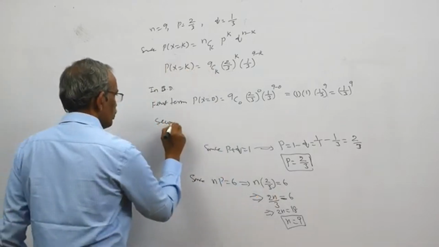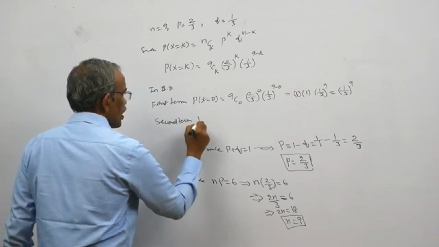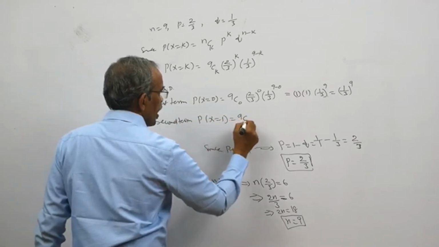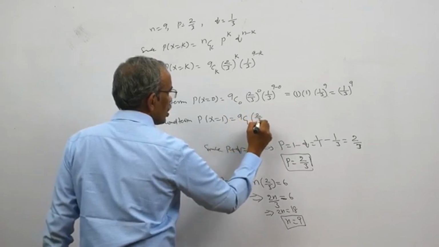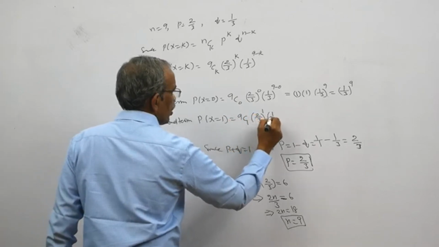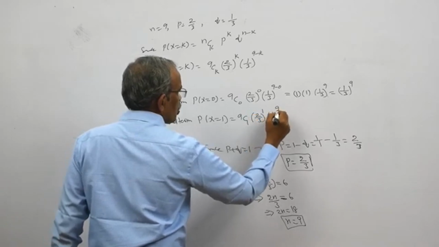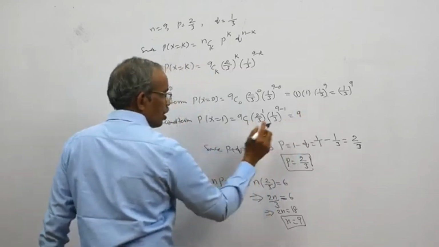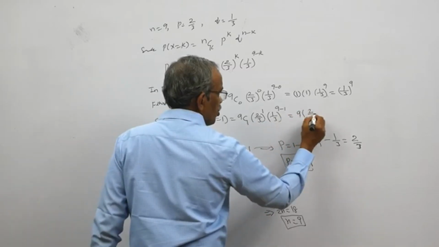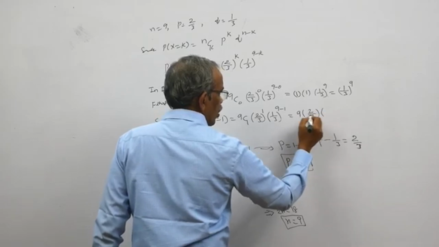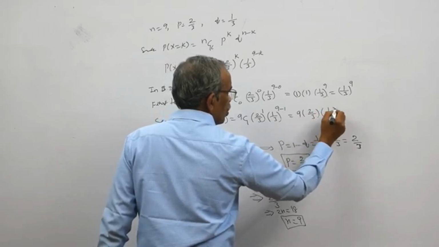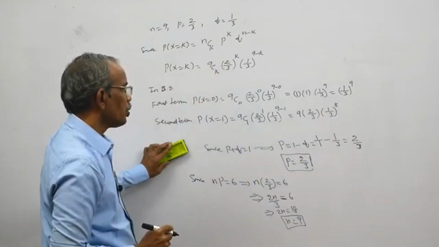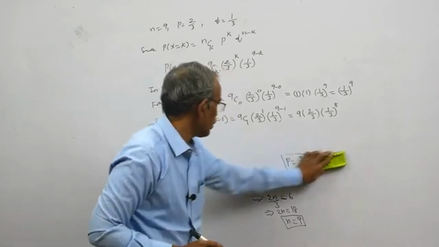Next, second term. Second term is probability of x is equal to 1. That is equal to 9C1, 2 by 3 whole to the power of 1, 1 by 3 whole to the power of 9 minus 1. 9C1 is equal to 9, 2 by 3 whole power 1 is equal to 2 by 3 and 1 by 3 whole to the power of 8. 9 into 2 by 3 into 1 by 3 whole to the power of 8.